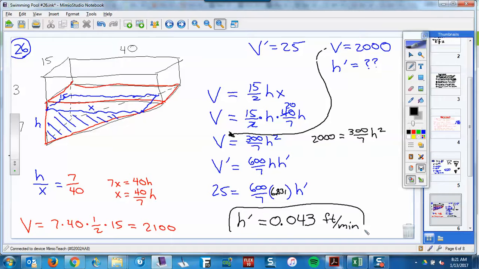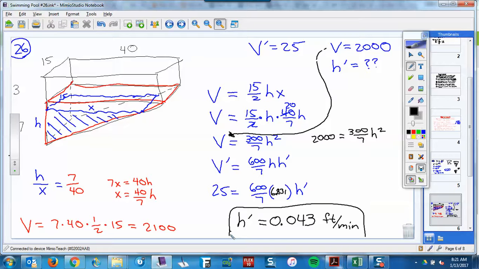But you'd expect it to be going pretty slow. It's only going in 25 cubic feet per minute. So you got 2,000 cubic feet in there, so it's not going up real fast. Now, what about 3,000?